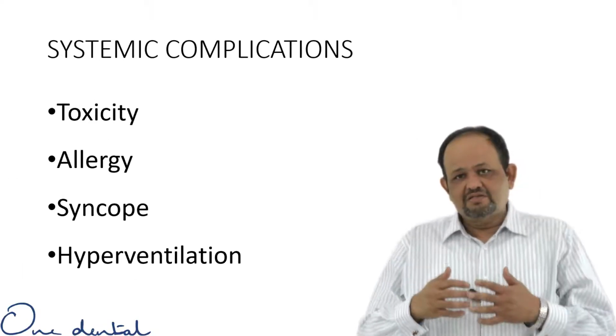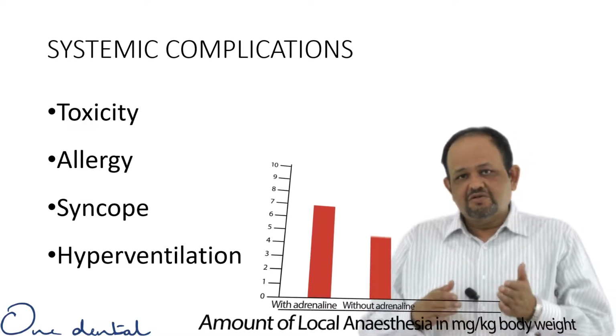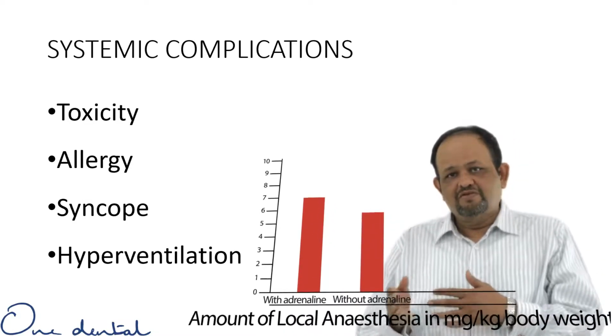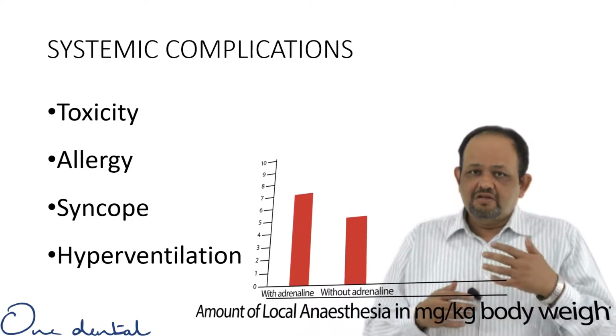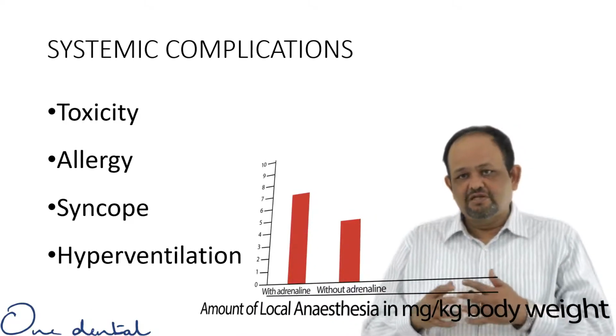When we are administering local anesthesia with adrenaline, we cannot exceed a dose of 7 milligrams per kilogram body weight of the patient. And for local anesthesia without adrenaline, it is 4.4 milligrams per kg body weight.